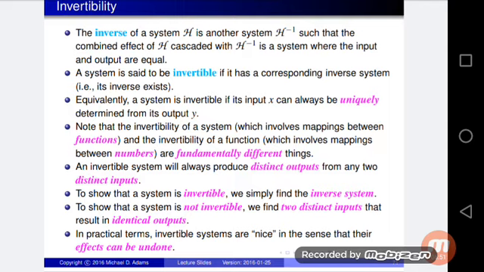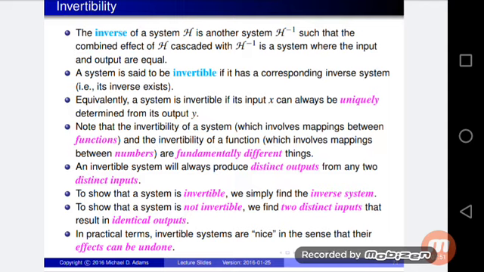A system is said to be invertible if it has a corresponding inverse system. That means a system performing some reverse or opposite operation compared to other systems, and these types of systems are known as inverse systems. And equivalently, a system is invertible if its input x can always be uniquely determined from its output y.